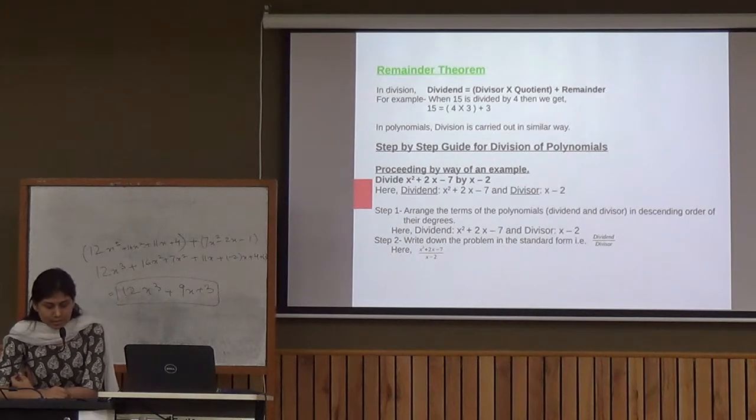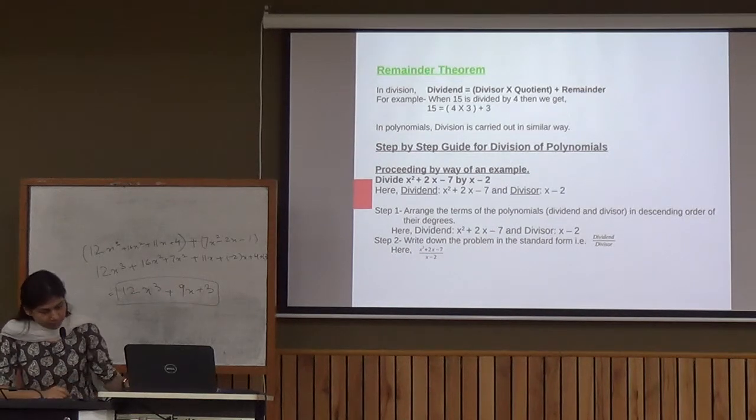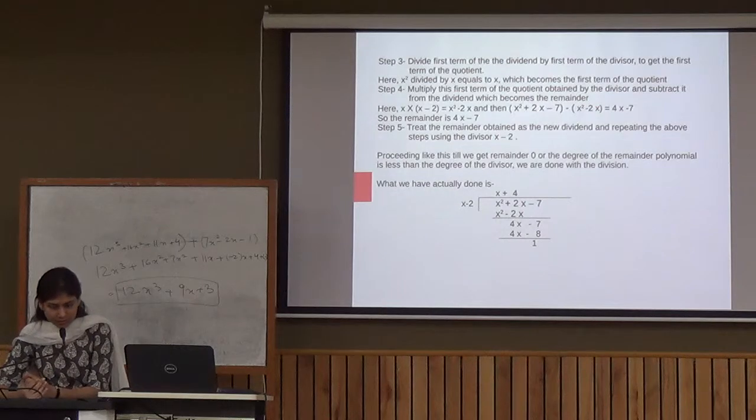Now, step 1 is to arrange the terms of the polynomials, both dividend and divisor, in descending order of their degrees. Here dividend is x squared plus 2x minus 7 and divisor is x minus 2. Step 2. We write down the problem in the standard form, which is given by dividend upon divisor. Now, step 3 is important here.